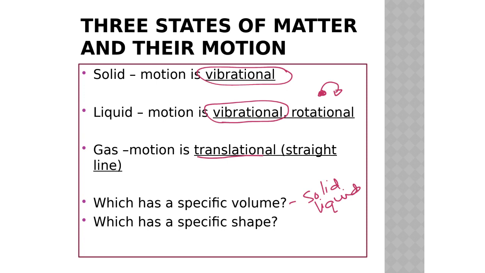Which has a specific shape? Well, only solids have a specific shape because we know that liquids, if you have 100 mils, you could put that in a tall graduated cylinder. You could put that in a big beaker, a small beaker. Their shape can change. And gases also have different shapes, different volumes, depending on the container they are held in.